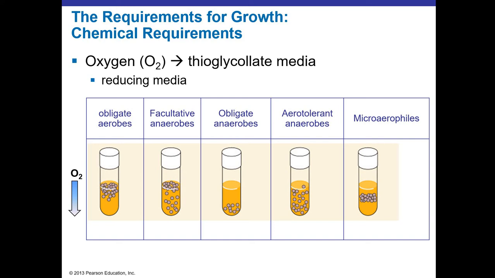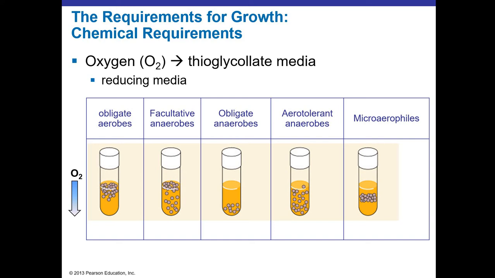Therefore, if we have obligate aerobes that can only grow by aerobic cellular respiration, they're only going to be able to grow at the top of the liquid where there's the most oxygen present. In contrast, obligate anaerobes that are killed by oxygen are only going to be able to grow at the very bottom of the tube. They can't utilize the oxygen and they're actually harmed by the oxygen, and so they will grow at the bottom where the oxygen is not being made available.